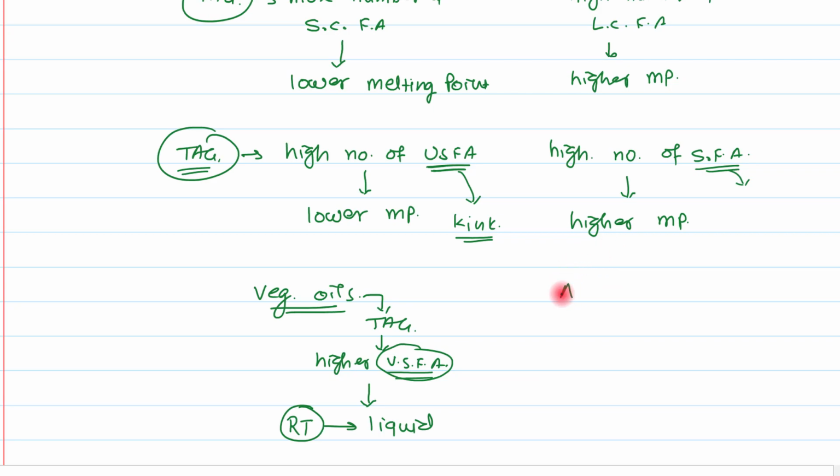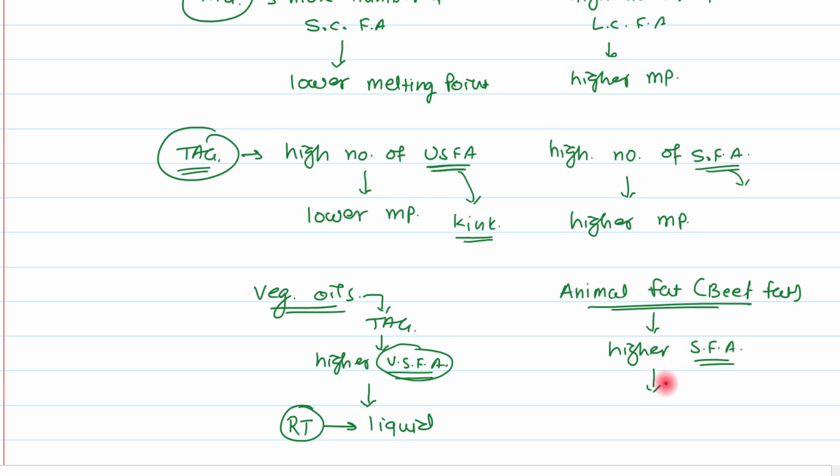Whereas in the case of animal fat, you can take an example of human fat or beef fat. Beef fat contains a higher number of saturated fatty acids, most of the time palmitic acid. And what does this saturated fatty acid impart to the physical property? It gives a solid consistency. It increases the melting point. So at room temperature, they are solid in nature. This thing we have to keep in mind.